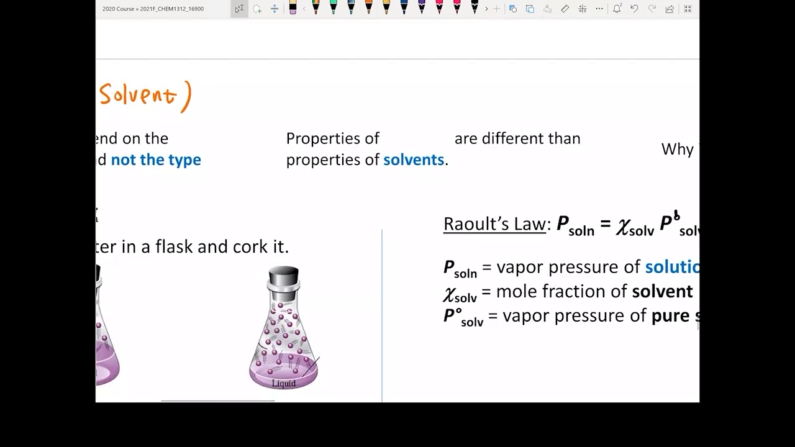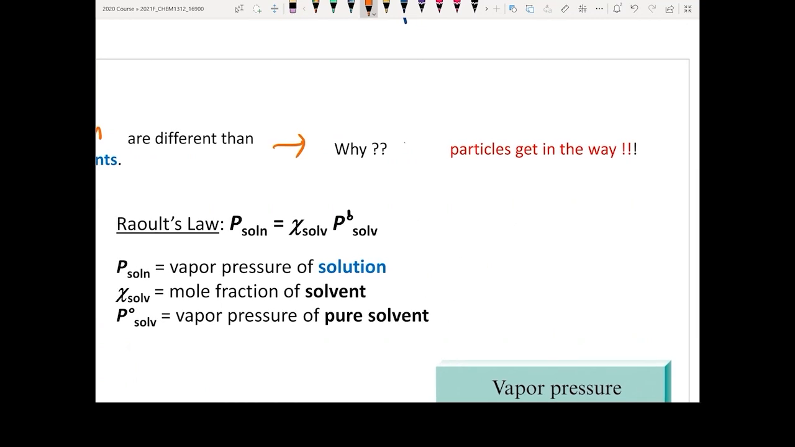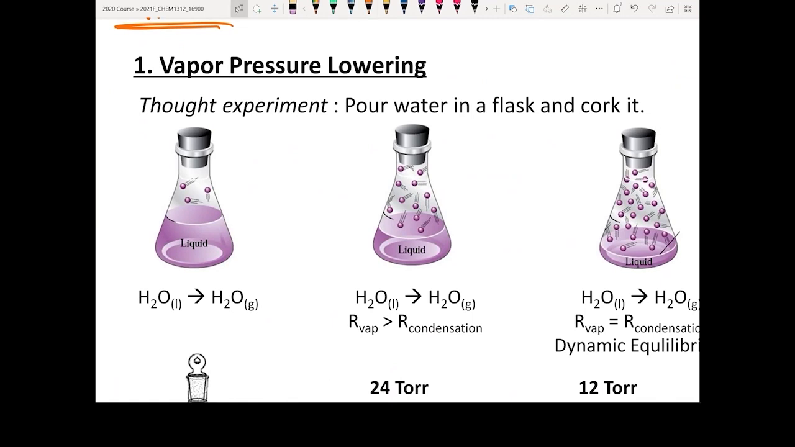The property of the solution is mainly determined by the property of your solvent. What we are going to understand is actually why, when you throw in the solute, this property is going to change. We want to understand how the solute particles are going to affect it. Let's start from the vapor pressure.